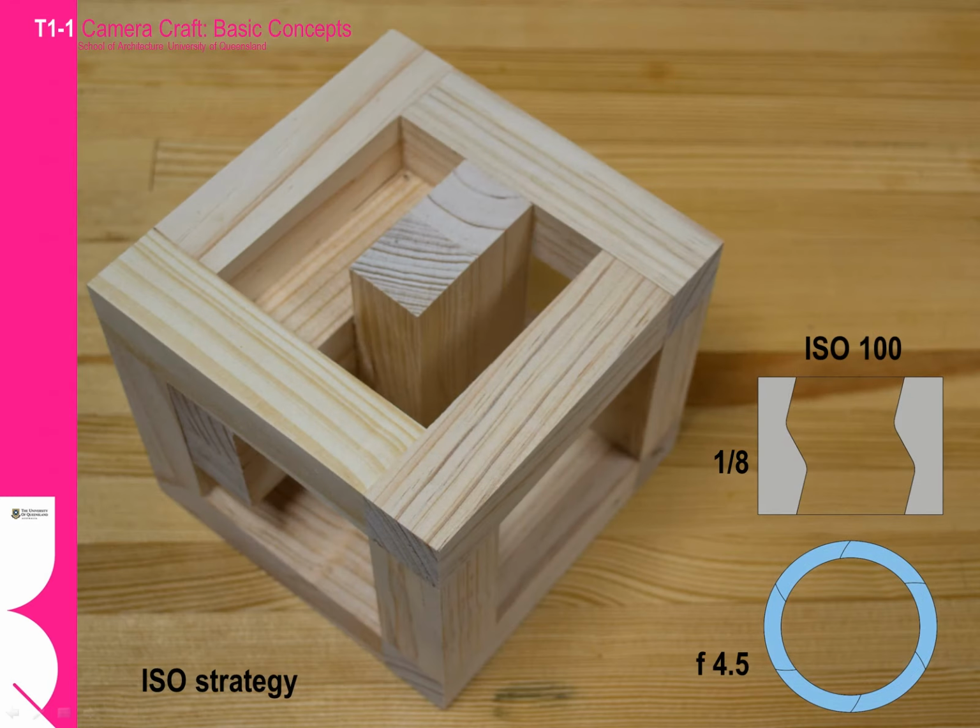To address the problem of overexposure, we have employed an ISO strategy, that is, to adjust the sensor's sensitivity to the light to find the correct balance. We have reduced the ISO down to 100, which has resulted in a properly exposed image.